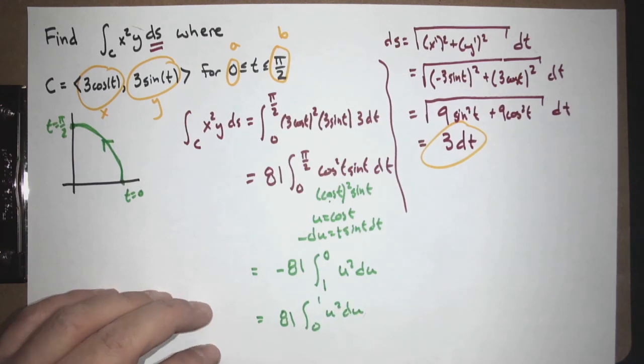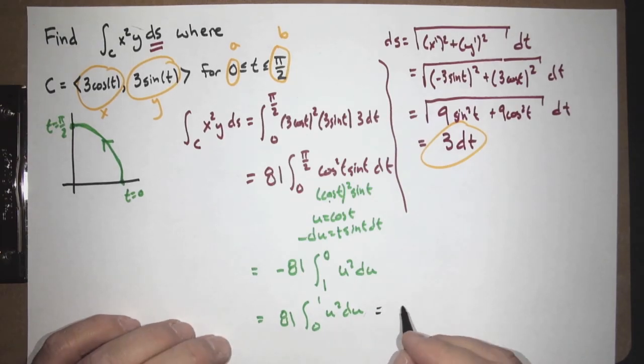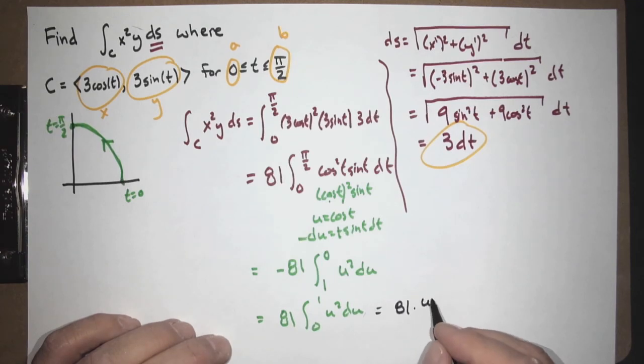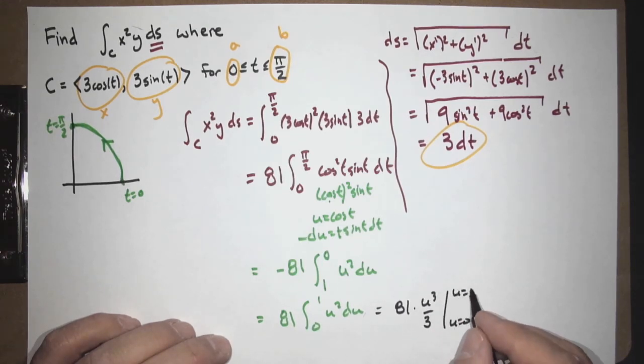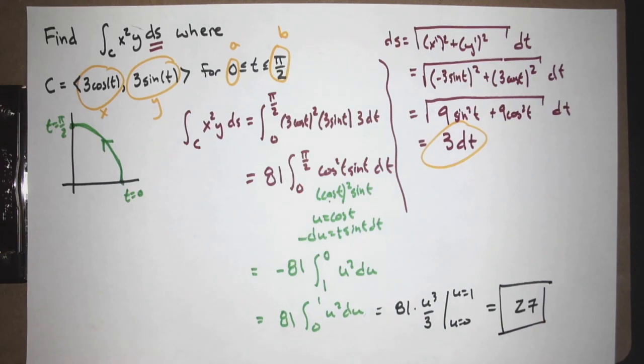All right, I'm feeling like we are going to succeed on this one. What's the integral of u squared? U cubed over 3. So we have 81 times u cubed over 3. Evaluate from 0 to 1, giving us a grand total of 81 over 3, which is 27. All right. No big surprises.